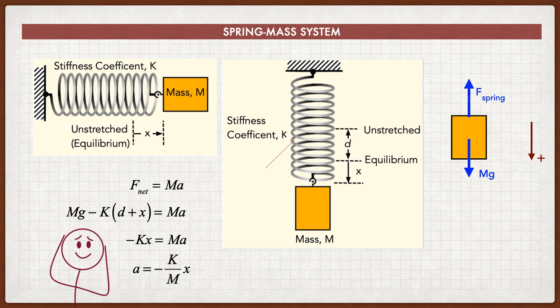Yes, you are seeing that right. The exact same formula that we found for horizontal springs. Define x as the displacement from equilibrium, and we have the same behavior for horizontal and hanging springs. The motion can be described as a sine or cosine function, oscillating back and forth across the equilibrium position. Special note, for horizontal springs, x is the stretch. For hanging springs, the stretch is x plus d.